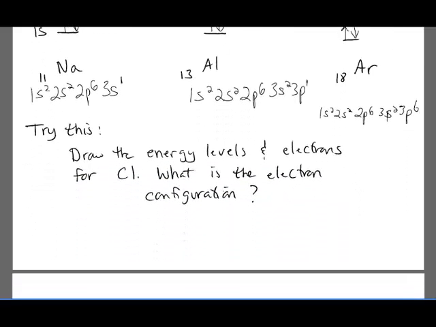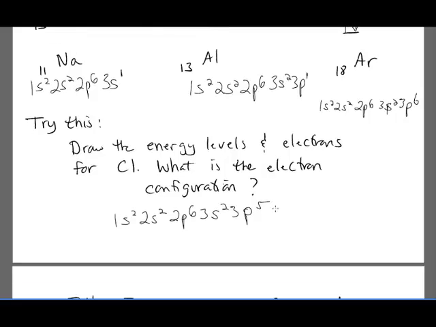All right. Now, try one yourself. Draw the energy levels, just like I did, and the electron configuration for chlorine. So go ahead and stop the video and do that. Now I'm not going to do the energy levels. Chlorine is one less than argon, and the configuration is 1s2, 2s2, 2p6, 3s2, and 3p5. So it's one less than argon.